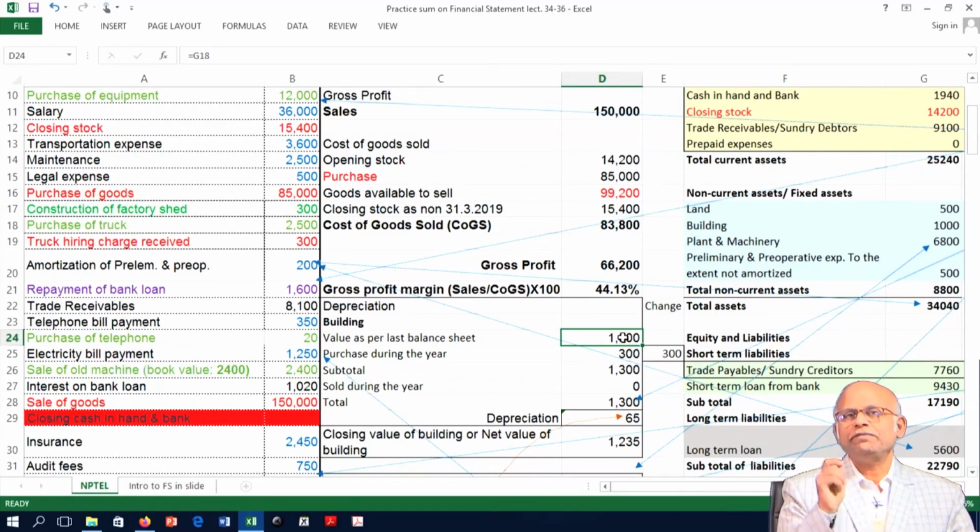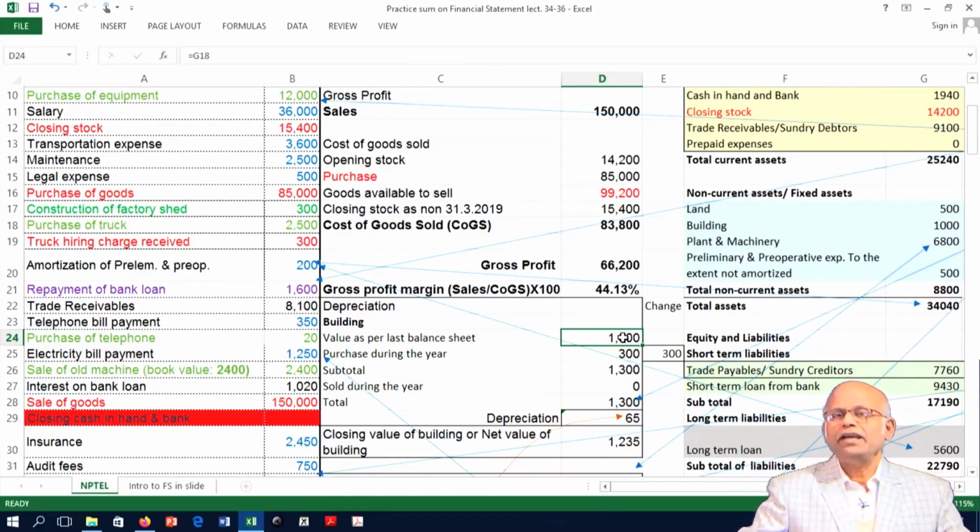That means, if the depreciation rate is 5%, annual depreciation becomes 100 multiplied by 5%, which is 5 rupees, but you are allowing only 50% of that. So, depreciation will be 2.5 rupees against that asset. So, now let us estimate. The value as per last year balance sheet is 1,000 rupees.